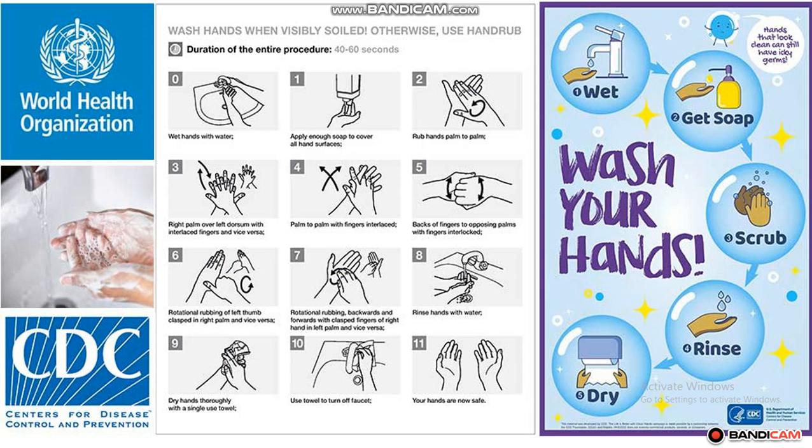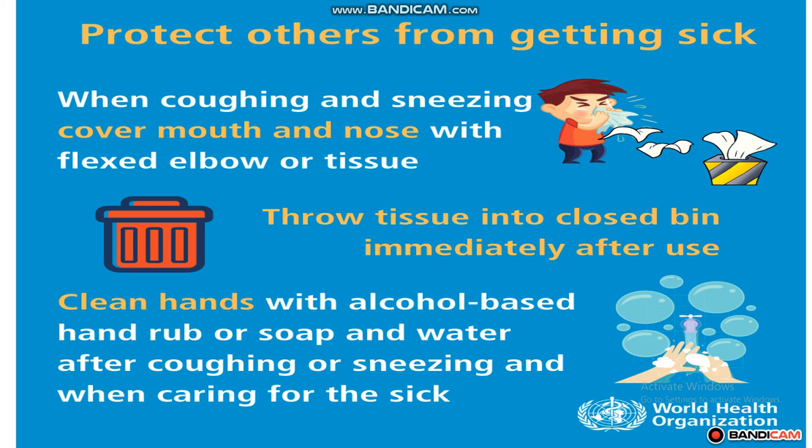You can see in the picture, the 7th picture, the rotational rubbing. Then rinse the hands with water. Dry hands thoroughly with a single-use towel if it is available, and use the towel to turn off the knob of the tap. Now you can say the hand is safe. And you can use the sanitizer if it is available to make it safer. So the total is 40 to 60 seconds, or a minimum of 20 seconds, for this hand washing procedure. I hope you are all practicing this and are aware of hand washing.